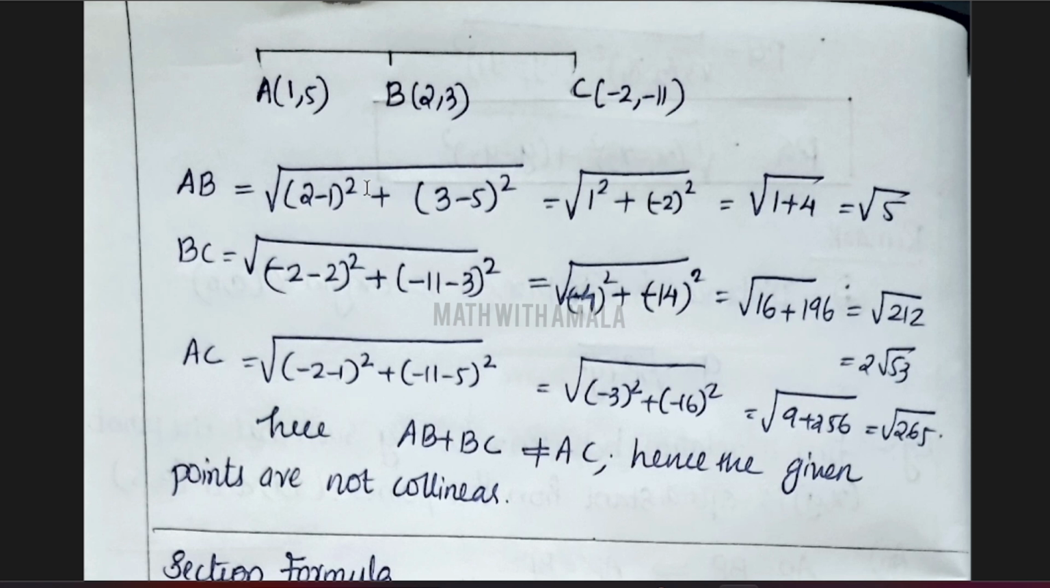Now by adding AB and BC, it is clear that it is not equal to AC. Hence the given points are not collinear. If they were equal to AC, then these 3 points would be collinear and lying on the same line. Since it is not equal to AC, we can say they are not collinear.